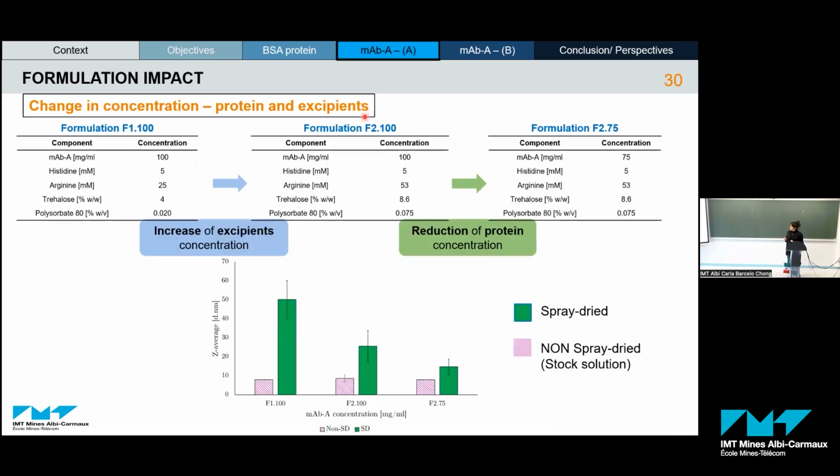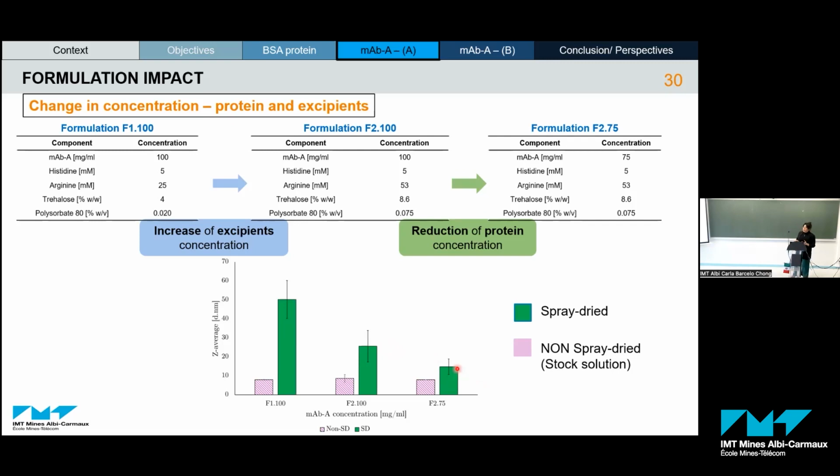From the results of this part, in terms of aggregation, we observe that from this first formulation, when we increase the concentration of excipients, we have a drastic reduction in the aggregation of the protein. And after increasing the excipients concentration, if we reduce the protein concentration, we again obtain a reduction in the aggregation of our formulation after spray drying.